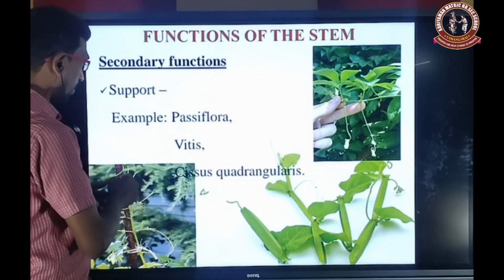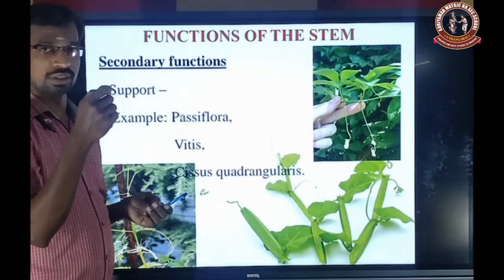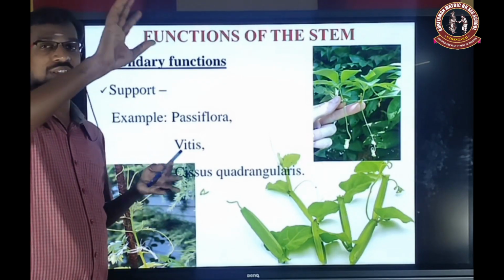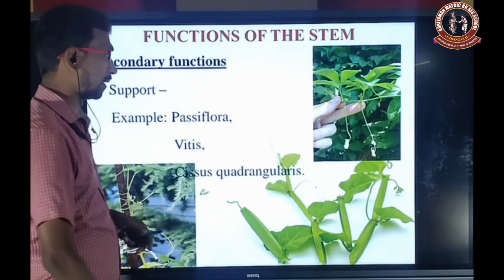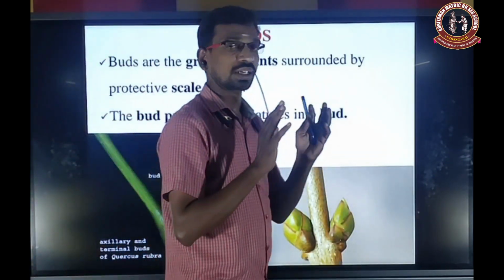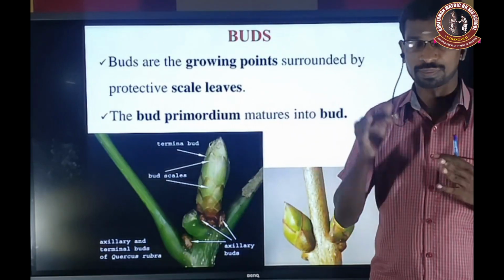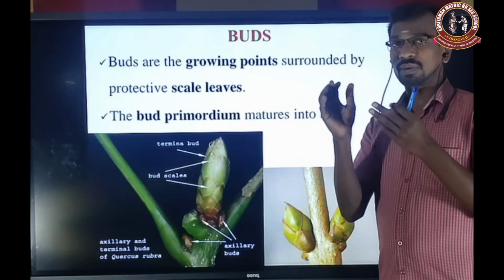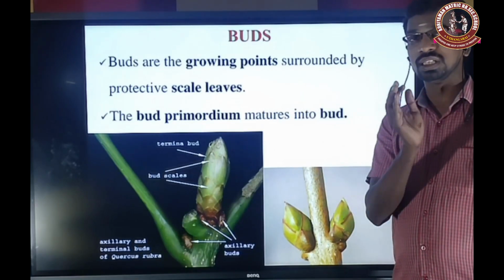Okay, so they have formed a coiled structure. They help to bind to the support plant. As a result, it will grow on the surface of the supporting plant or host plant. So that's all about the functions of the stem, the primary function and the secondary functions. Next, we are going to see the parts. What are the parts present in the stem region?